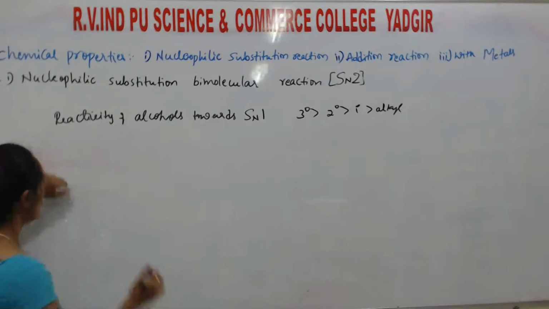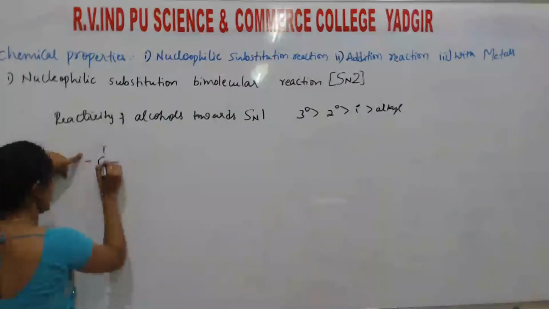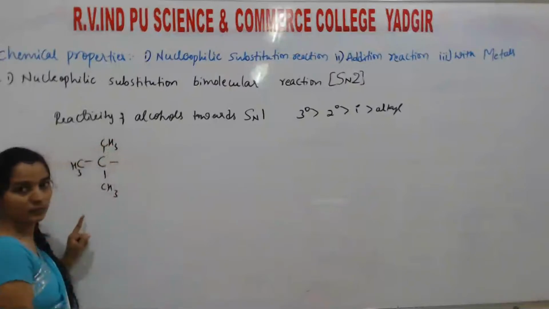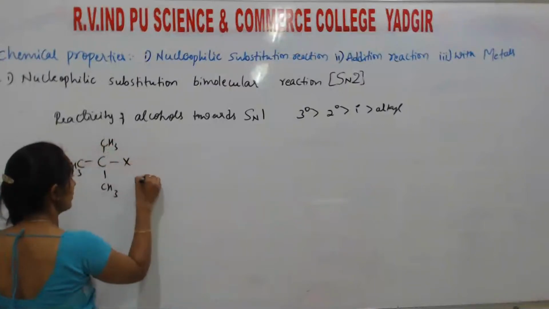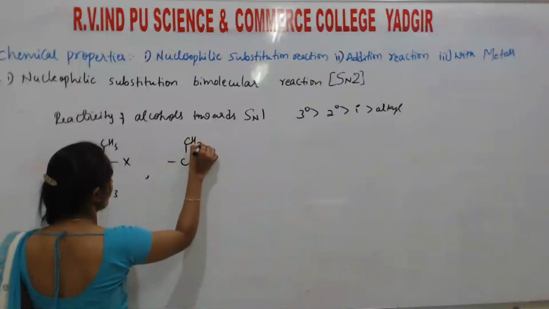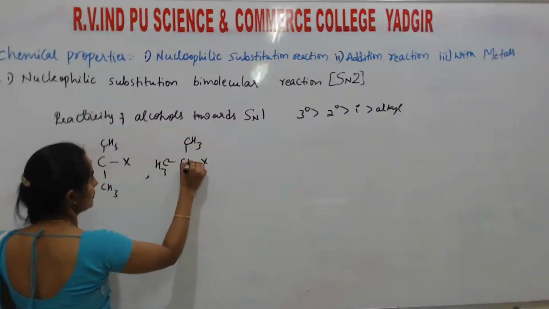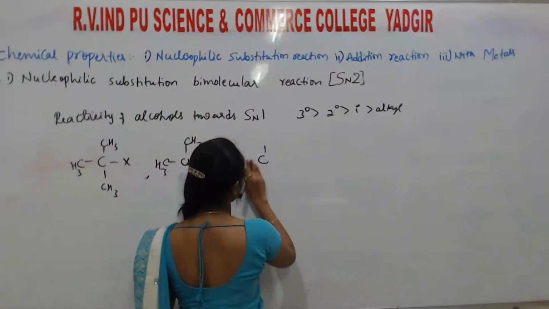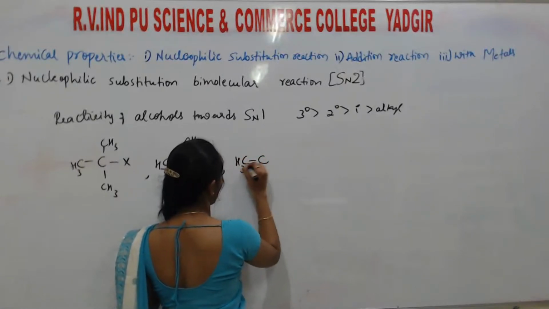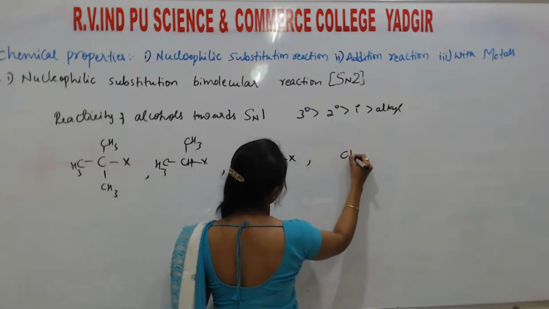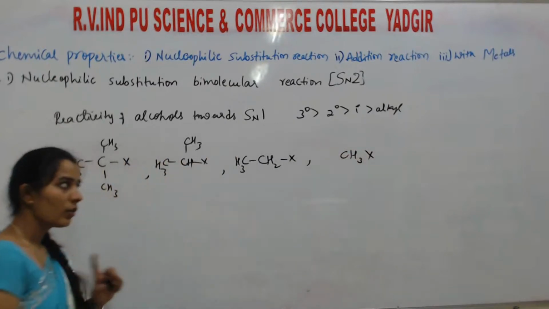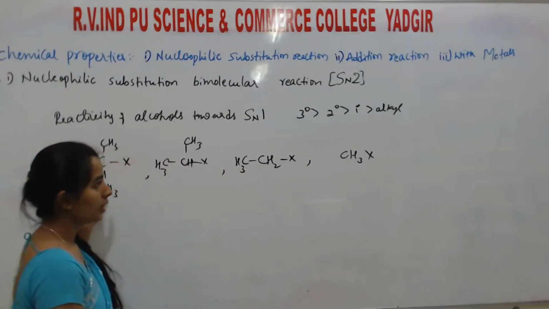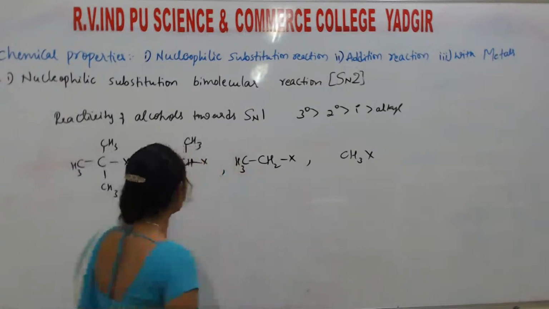Okay, why students? This is tertiary, means I'll write here 3 carbon atoms would be there. Okay, here X. Secondary means only 2 carbon atoms. Okay, primary means only 1 carbon atom. Alkyl means only 1 carbon. The carbon bonded to only 1, carbon bonded to 2, carbon bonded to 3. Here only 1 carbon alone. So this is the order of reactivity.